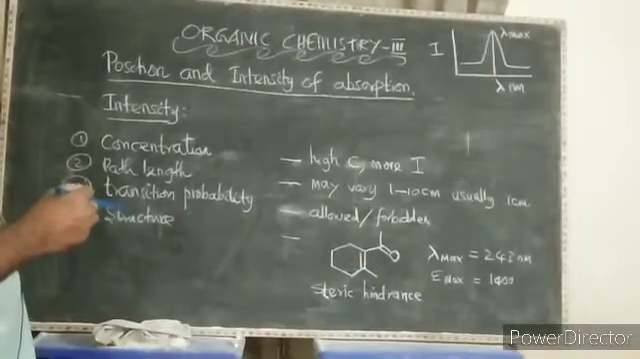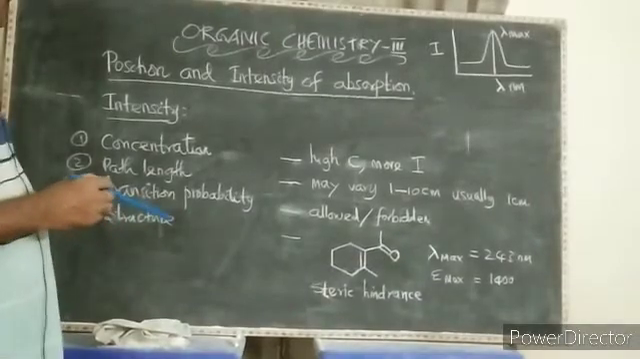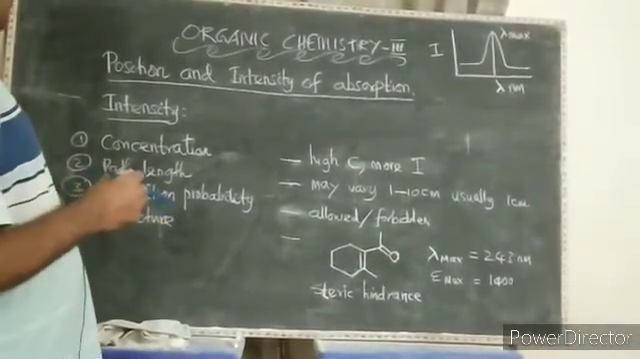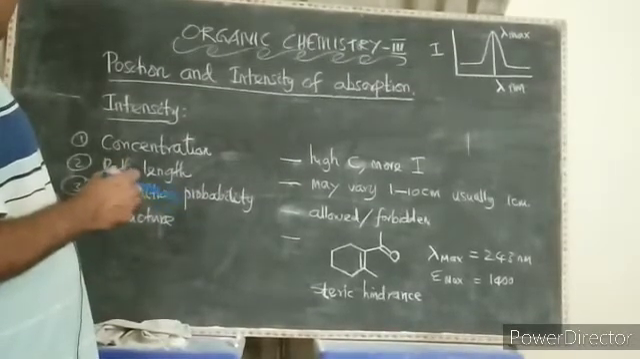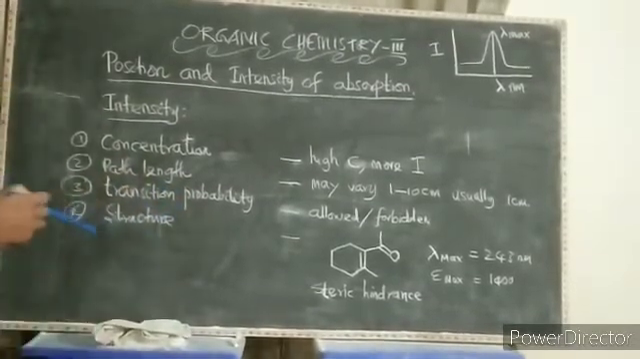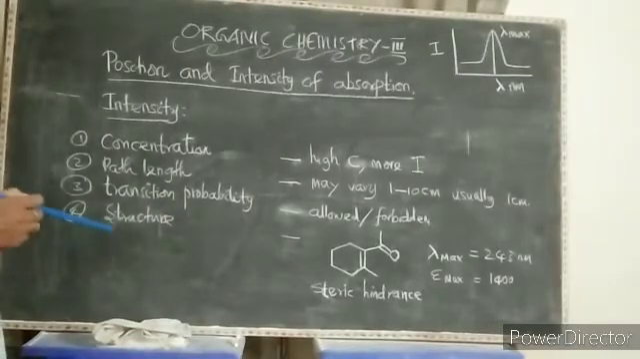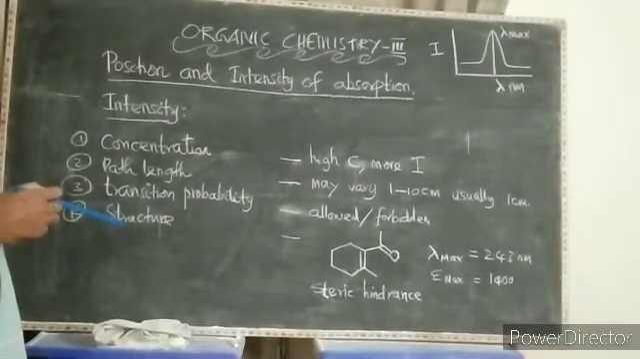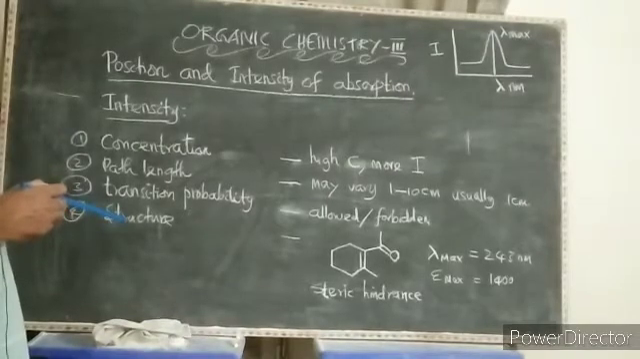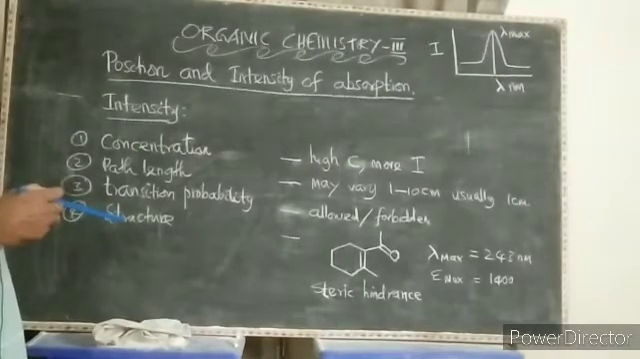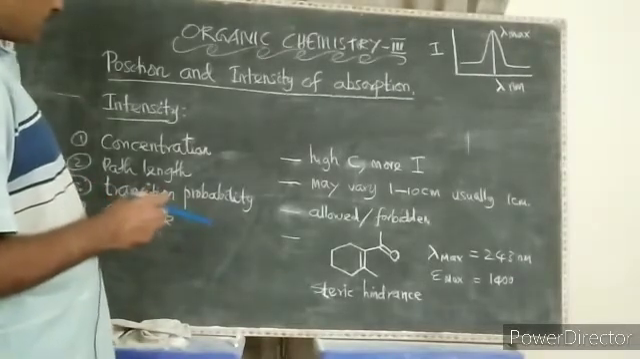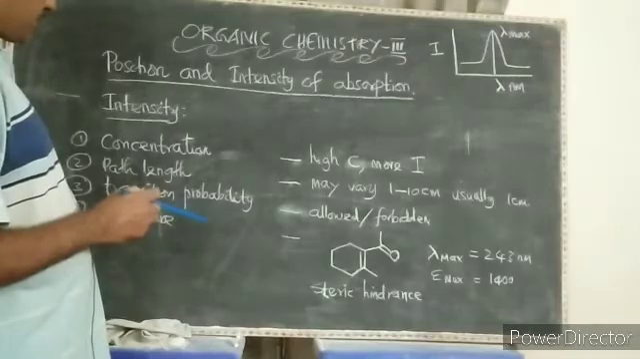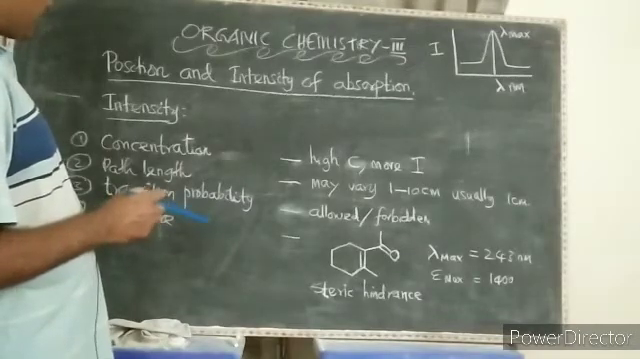We have seen the position of absorption. Now let us see the intensity of absorption. The intensity of absorption is governed by factors such as concentration, path length, transition probability, and structure. Now first, concentration. The more the concentration, the greater will be the absorption of radiation and higher will be the intensity.